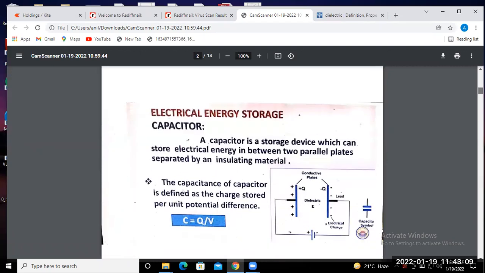So a capacitor is a storage device which can store electrical energy between two parallel plates separated by insulating material. Okay, so this is the schematic symbol for the capacitor. That means the two parallel plates are connected here, and this is the schematic diagram of just the capacitor.